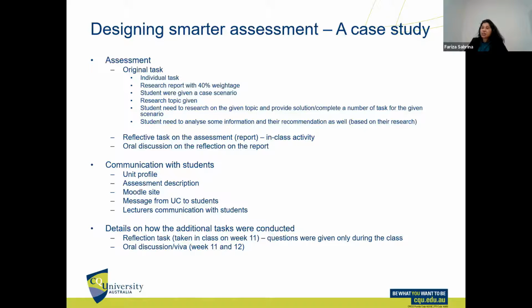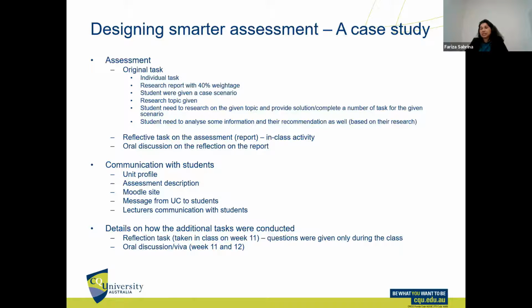And in the assessment description, we have clearly mentioned the requirement. On the module side also, we have given clear instruction to the students that these two tasks will be happening, but for the reflective task, we haven't given the questions beforehand. As a unit coordinator, we need to send the students messages regularly that these are the tasks. There will be a reflective task and oral discussion in week 11 and week 12.